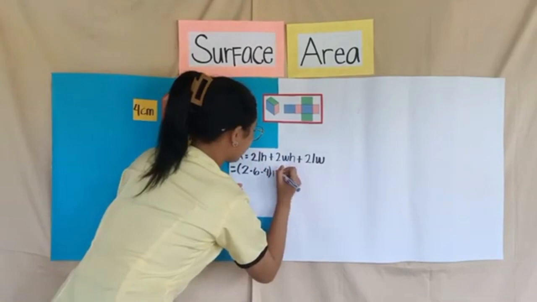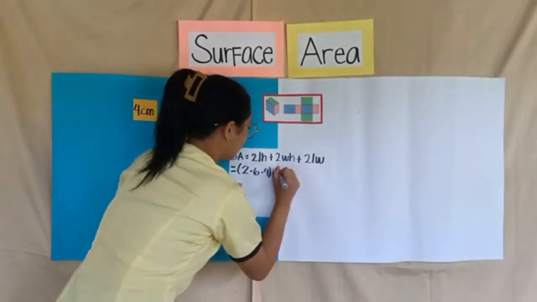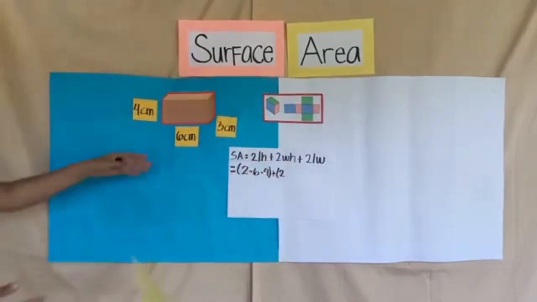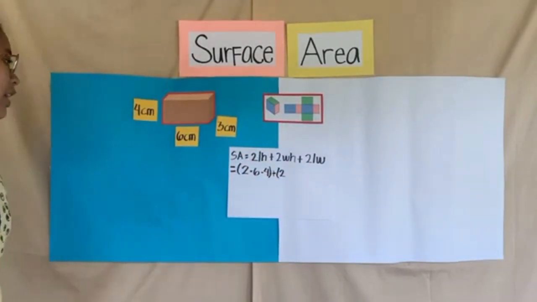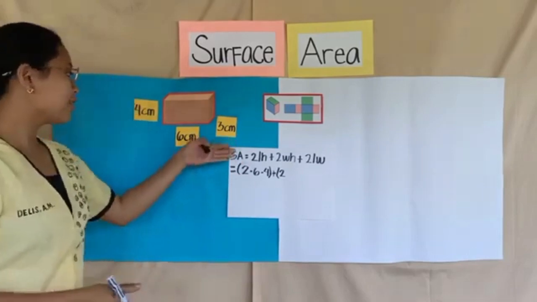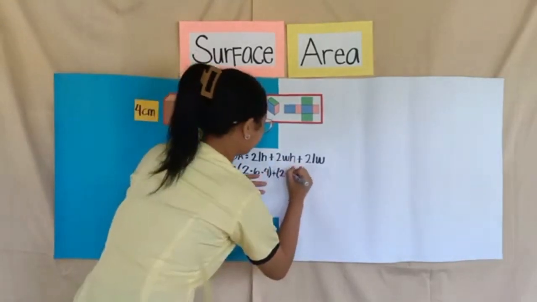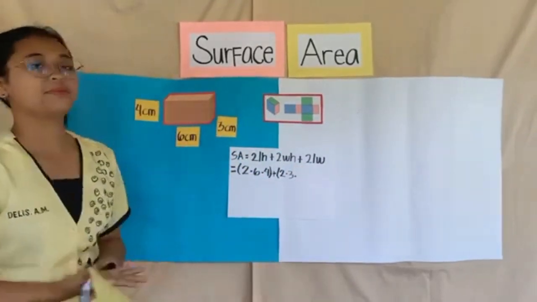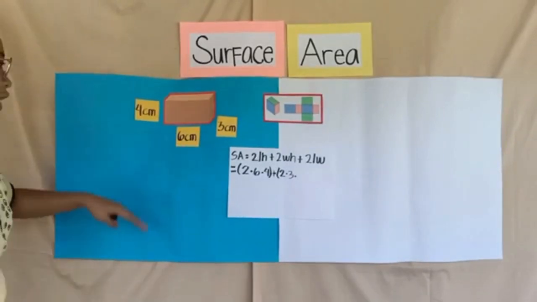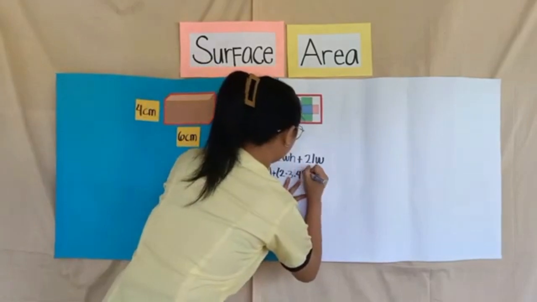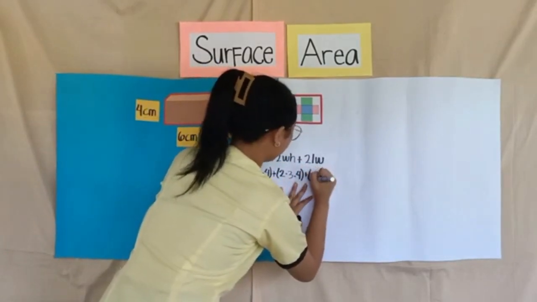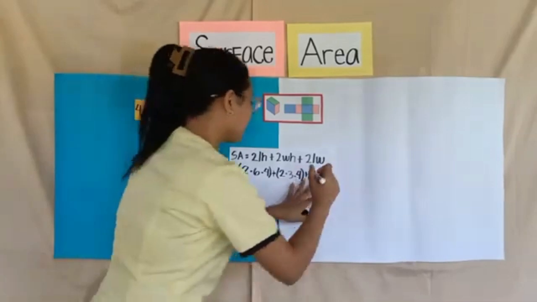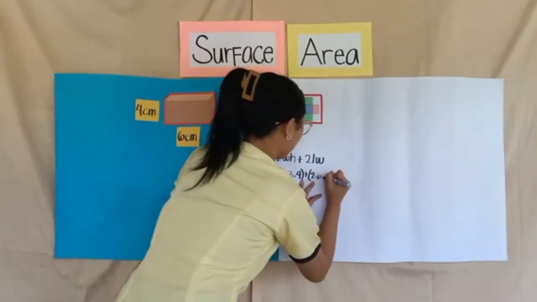Now, let's put plus sign here and another open parenthesis and copy 2. So what is the width of a rectangular prism? Very good. A rectangular prism has 3 widths. Now, how about the height of a rectangular prism? Very good. It has 4 height. So the length of a rectangular prism is 6 and its width is 3.